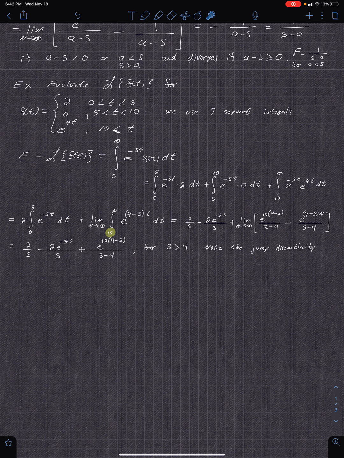And then again, you evaluate. This is going to go to 0 eventually, so you need s to be, you've got to look for that domain, when s is greater than 4. And I said note the jump discontinuity. So right here it's 0 or 2, so that's going to jump, right? That's what's happening. We'll get more into that a little bit later.